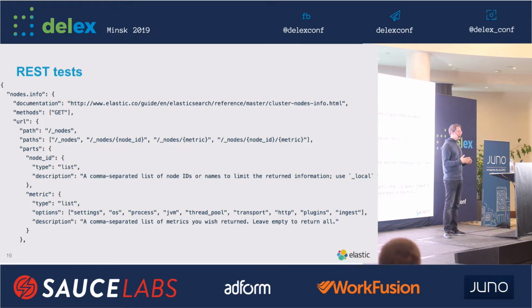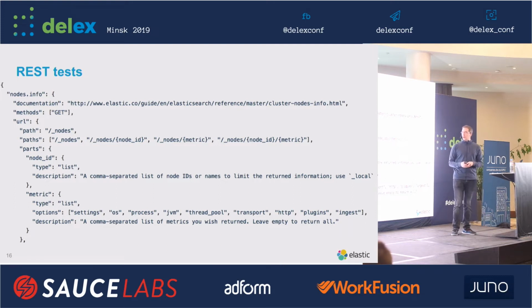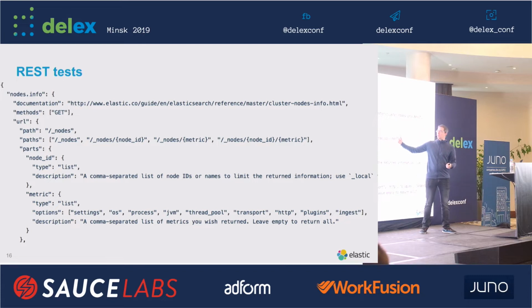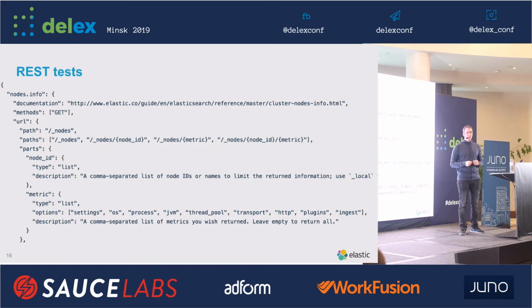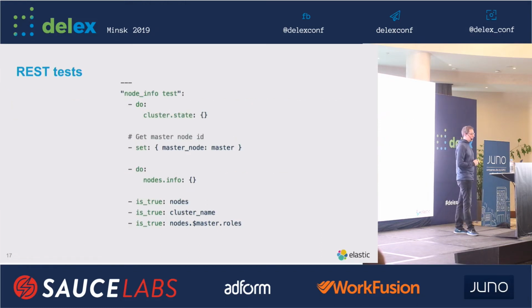So what we basically did is we have a definition of all of our endpoints in JSON. You can see here the potential parameters that can be used. You can see what kind of types those parameters are. Is it a list? Is it a number, a Boolean, these kind of things. And we basically have this whole description. And based on this description, we also have a test suite.